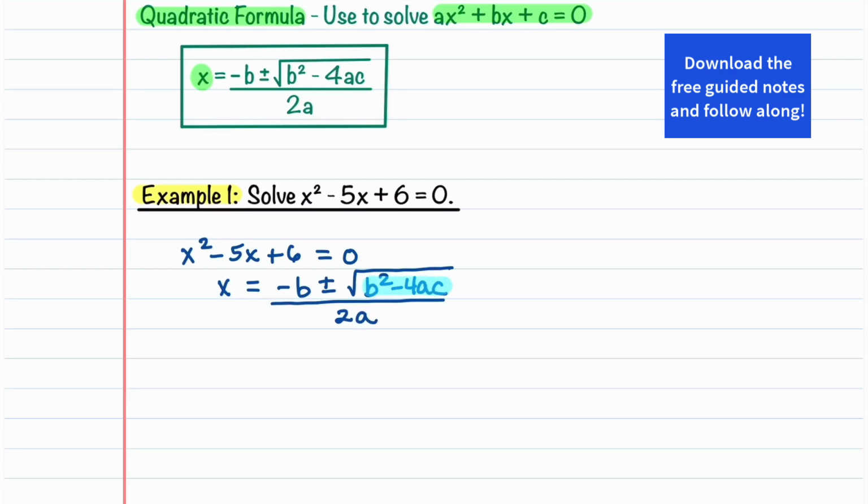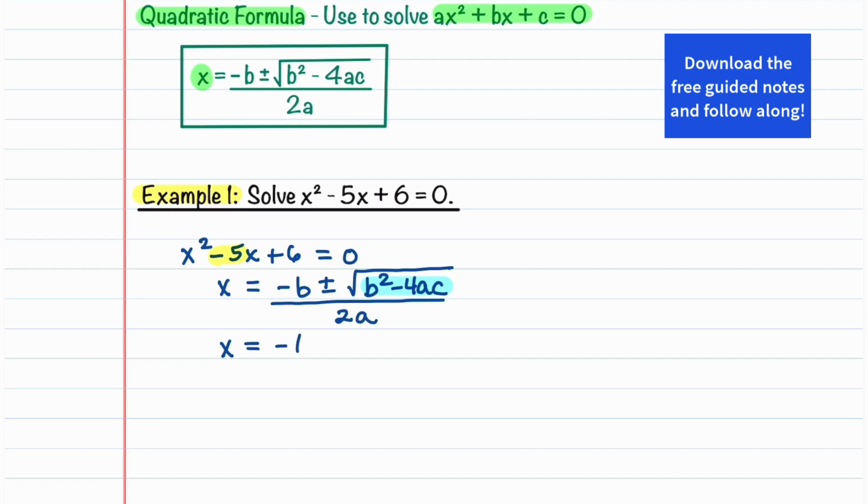b squared minus 4ac is called the discriminant, and I have a video on that if you want to find out more about what types of solutions we can get from a quadratic equation. What we're going to do now is plug in a, b, and c into this formula. x is equal to minus b. Let me highlight what b is. b is equal to minus 5, so we have to watch our negatives here.